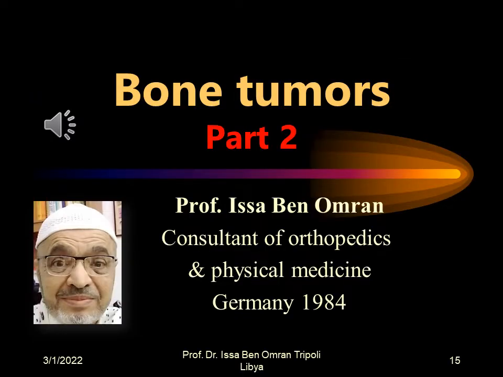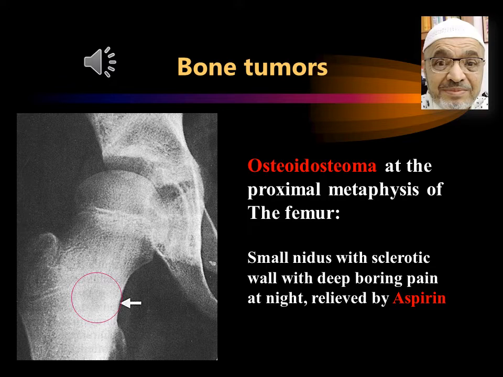Now to part 2 of bone tumors. To continue, another group of benign bone tumor is the osteoid osteoma. Here at the proximal metaphysis of the femur, as we see in this X-ray.